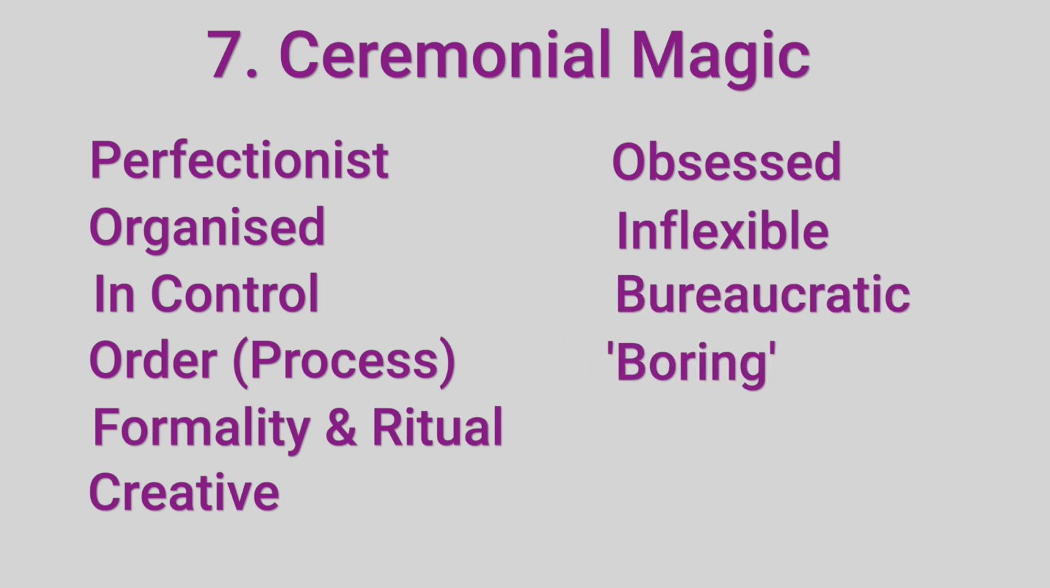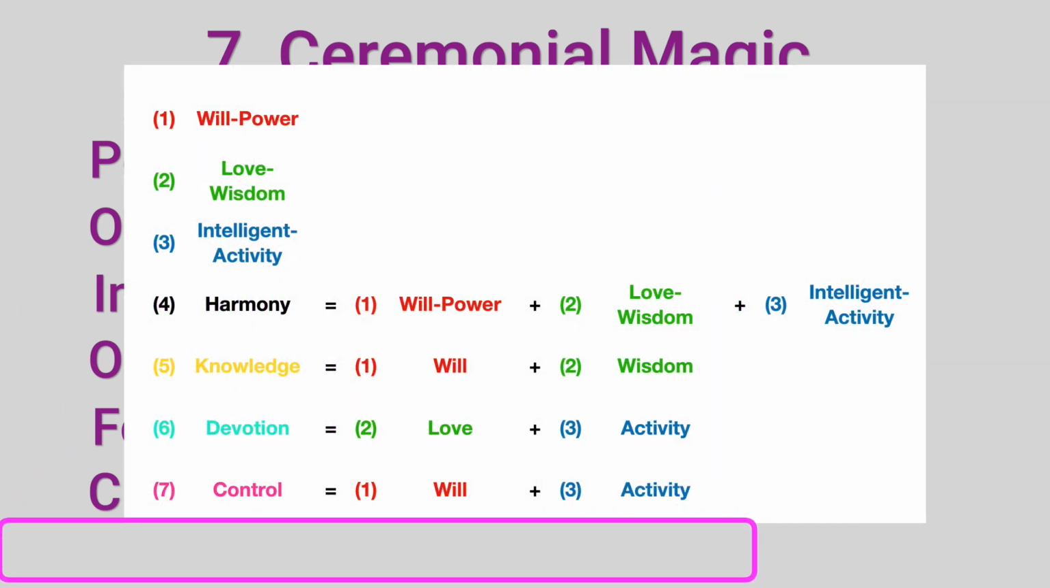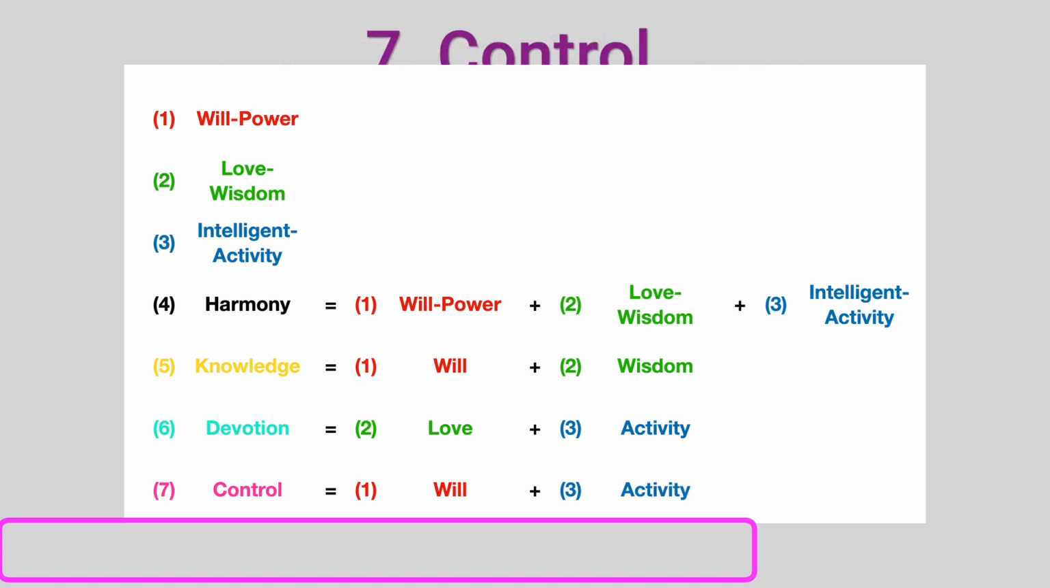So what aspects of the primary rays combine to give us this boring person? The primary rays are 1 and 3, but only taking the will aspect from the first ray and the activity aspect from the third. So what you need to add to the mix is some intelligence to see the wood from the trees and not get bogged down in too much detail.